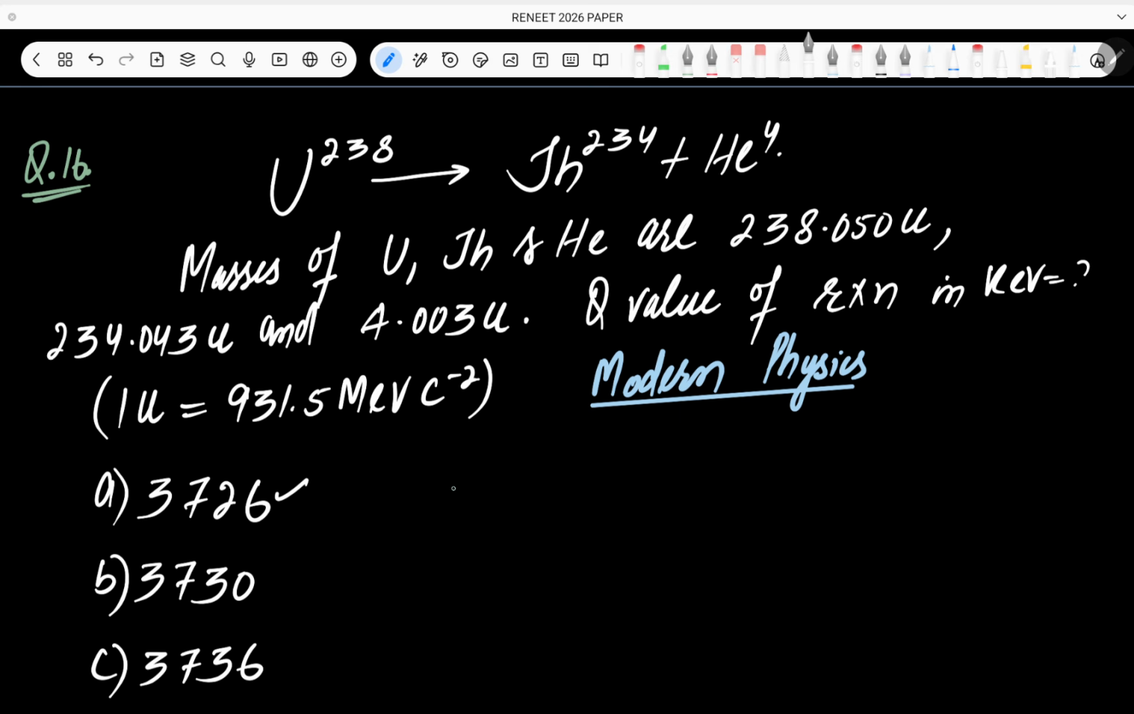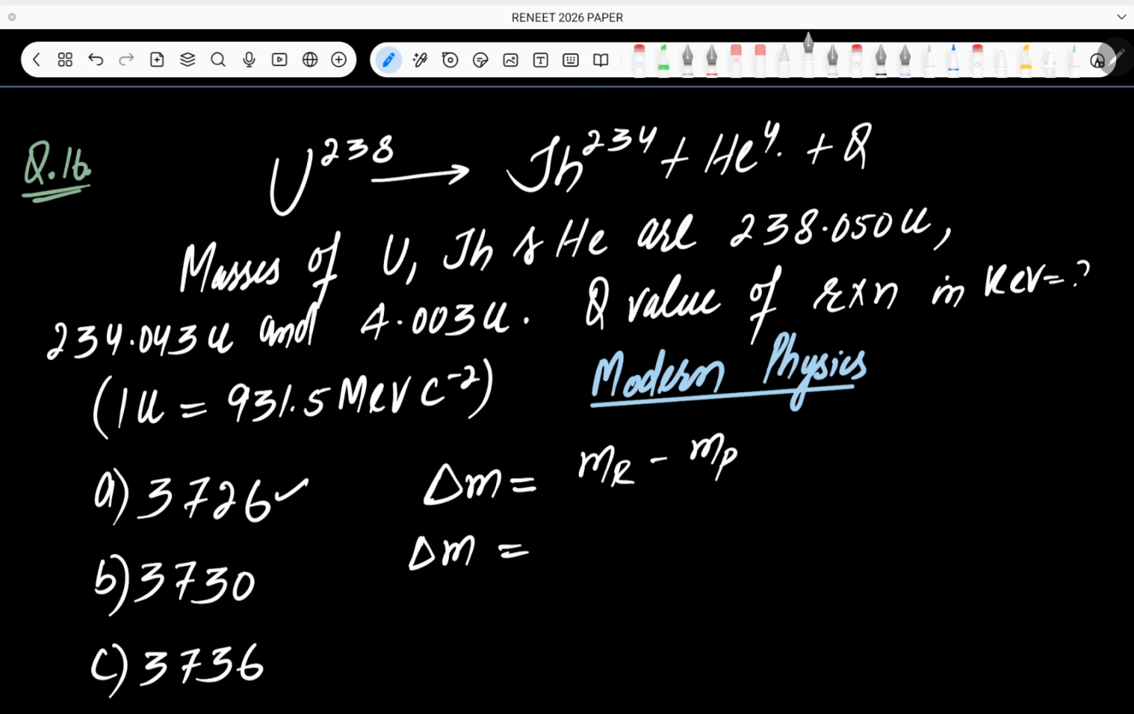The Q value of the reaction that we study. Q is actually equal to delta M multiplied by C square. Let me first calculate delta M. Now what is this delta M? The energy is released here. We'll assume that delta M is the mass of the reactants minus the mass of the products. The mass of the reactants is assumed to be greater than the mass of the products, and the difference of the two is called the mass defect.